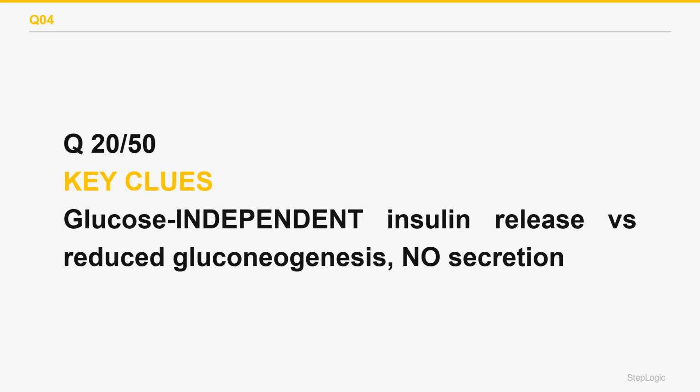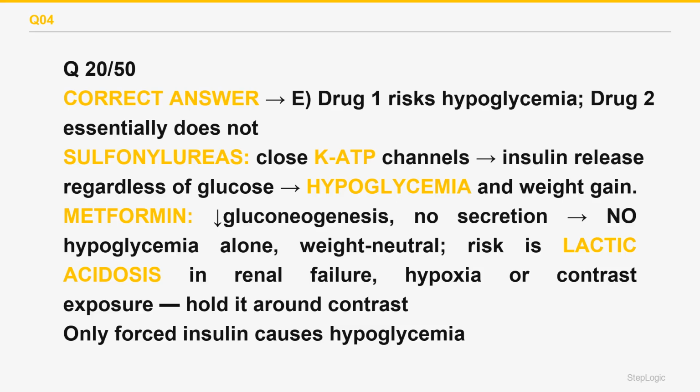Sulfonylureas close ATP-sensitive potassium channels on beta cells, depolarizing them and triggering insulin release regardless of the prevailing glucose. So if the patient does not eat, insulin is released anyway and hypoglycemia follows. They also cause weight gain. Metformin reduces hepatic gluconeogenesis and improves peripheral sensitivity without stimulating secretion, so used alone, it essentially does not cause hypoglycemia. It is weight neutral or mildly weight reducing. Choice D reverses both the risk and the toxicity. The correct answer is E.